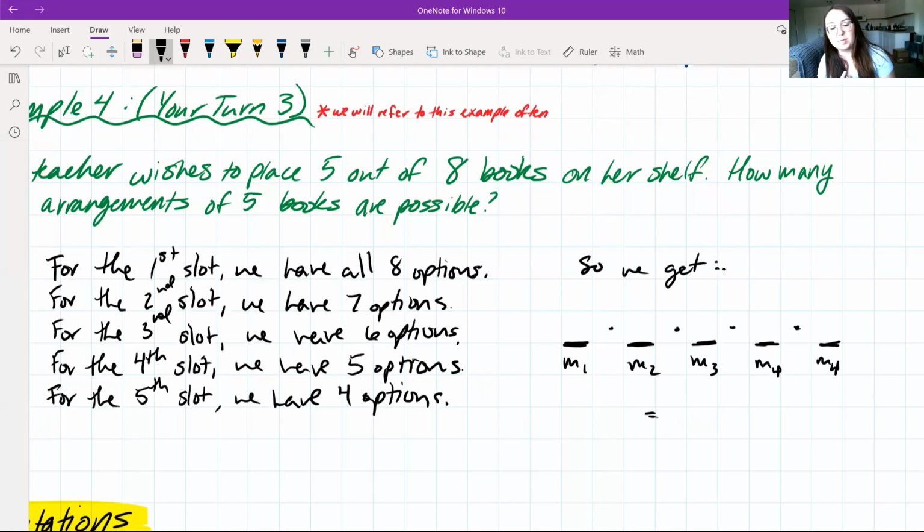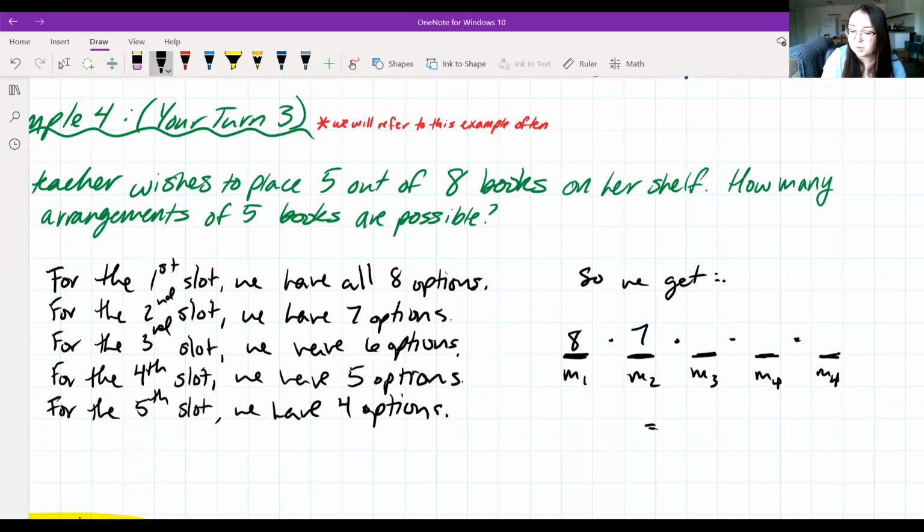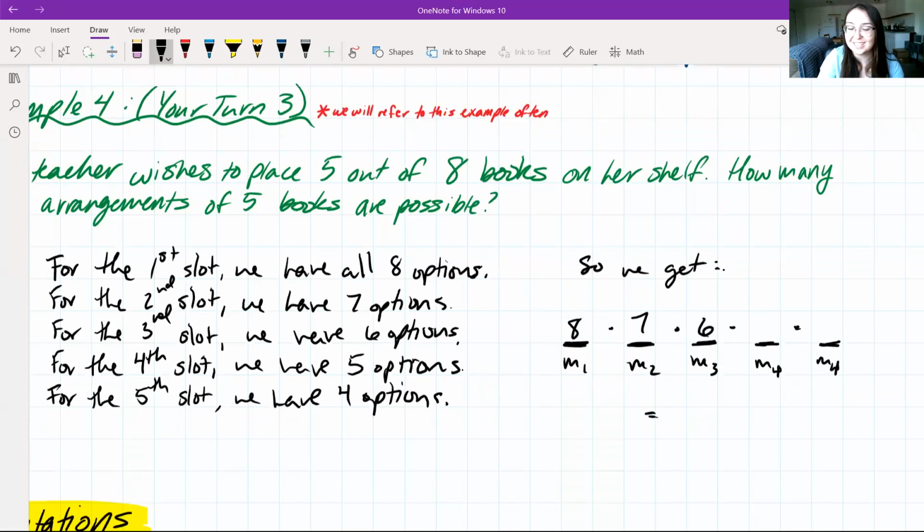And we know how many options we have. In our first slot, we know we have all 8. In our second, we know we have 7. In our third, we know we have 6. In our fourth, we know we have 5. In our fifth slot, we know we have 4 options. So we have now 8 times 7 times 6 times 5 times 4.